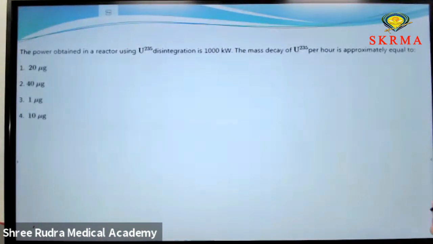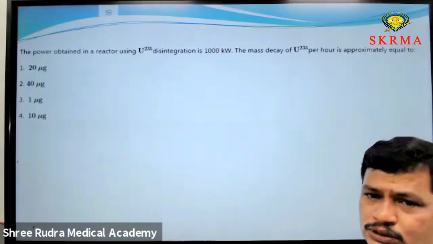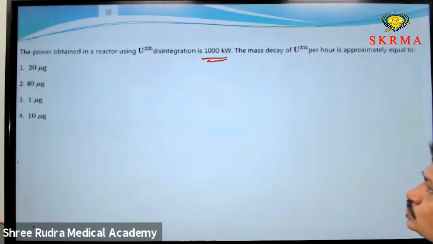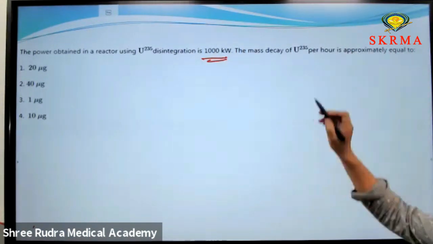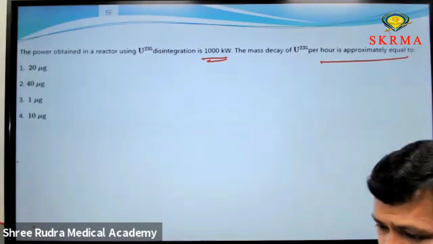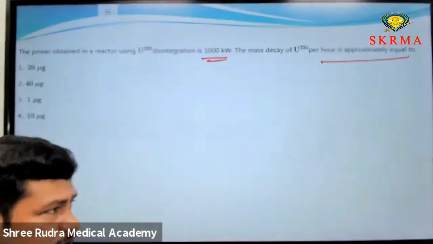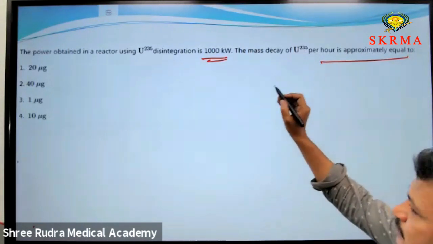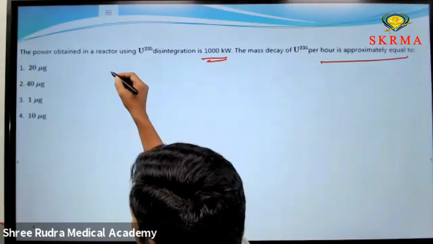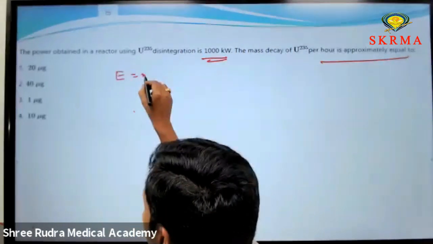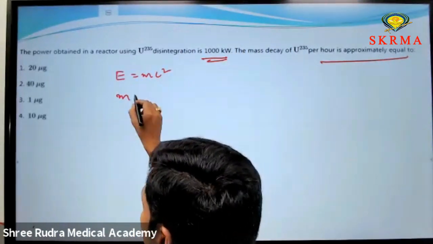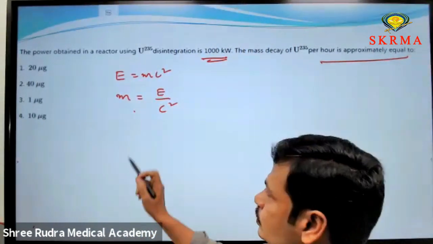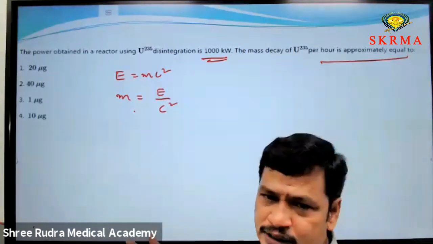The power obtained in a reactor using uranium-235 disintegration is 1000 kilowatts. The mass decayed per hour is approximately equal to what? We have to calculate mass. That is the basic reaction. The basic relation is E equals mc square, or m equals E by c square. If you can calculate the E value, then obviously you can calculate the m value.